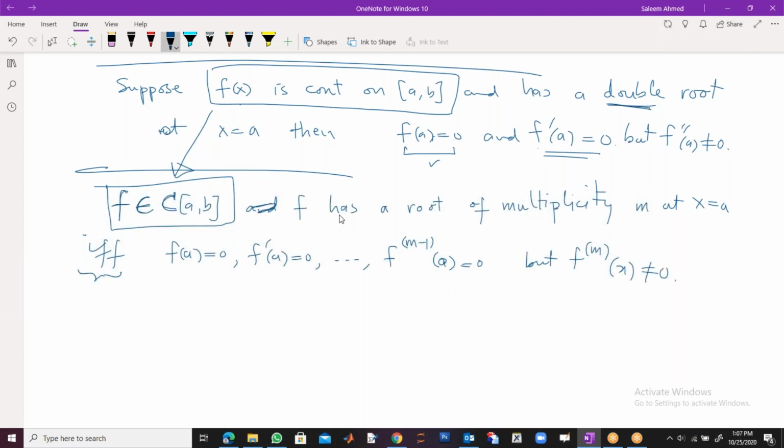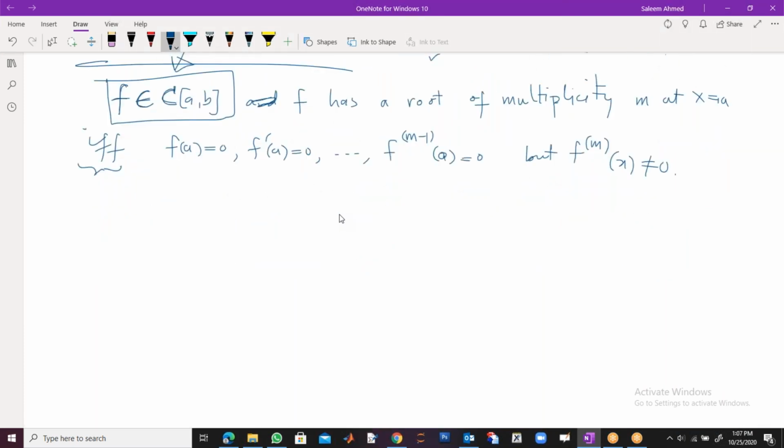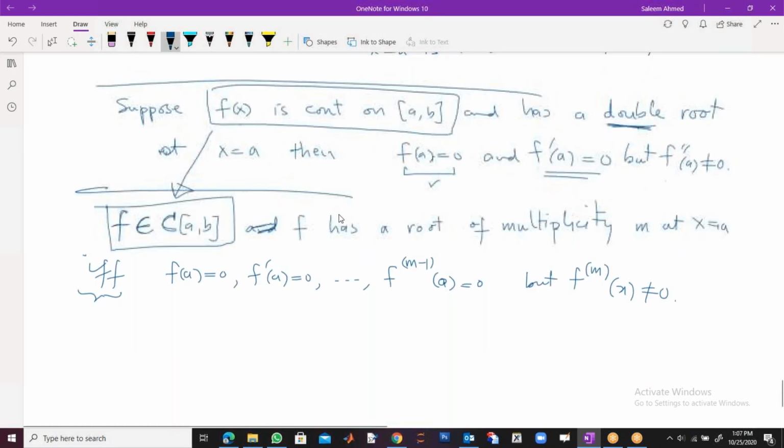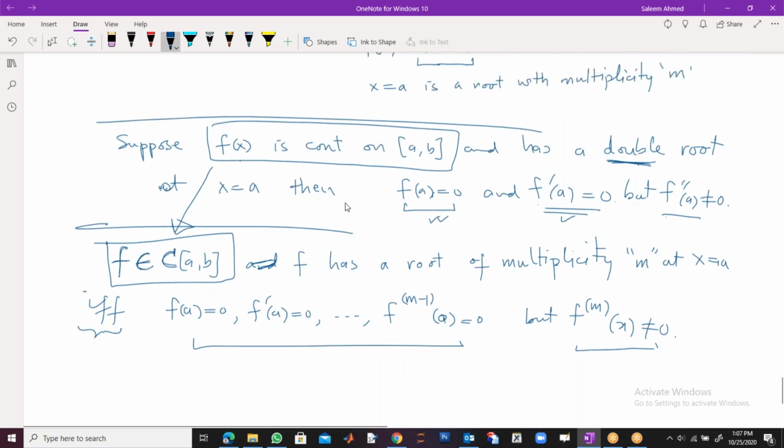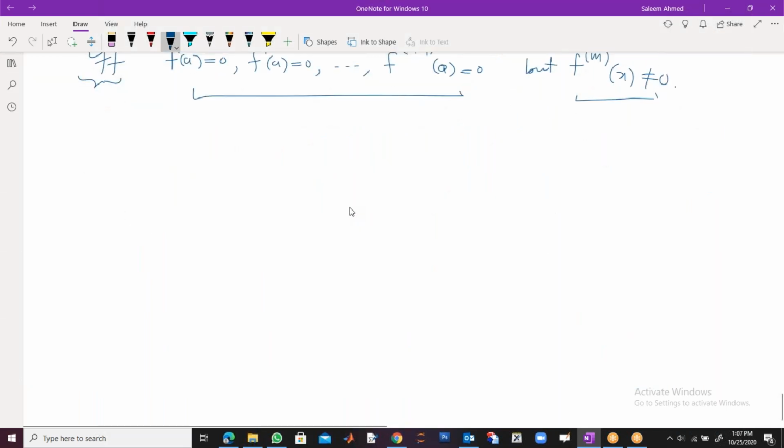Like here, when it has a root of multiplicity 2, the second derivative was not 0 and all other derivatives were 0. Okay, second derivative was not 0, all other derivatives were 0. So here, if you have a root of multiplicity m, then the mth derivative will not be 0, all derivatives before that will be 0. So this is the condition for any function to have root of multiplicity m. Okay, so for double root we can modify our Newton method like this.